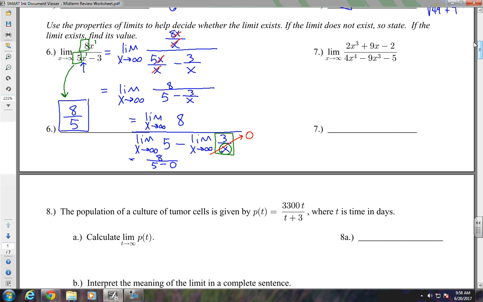Number 7, we have another limit at infinity. So we're going to use this same technique of dividing all of the terms in the fraction by the highest power of x from the denominator. So notice the highest power of x in this case, in the denominator, is 4. So let me scoot over here so I have plenty of room to work. I'm going to divide each term by x to the 4th.